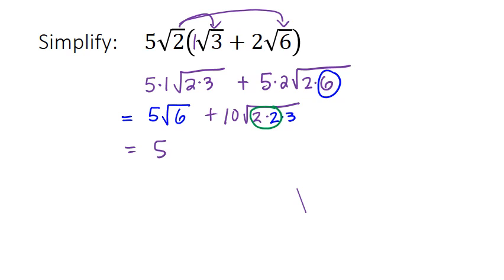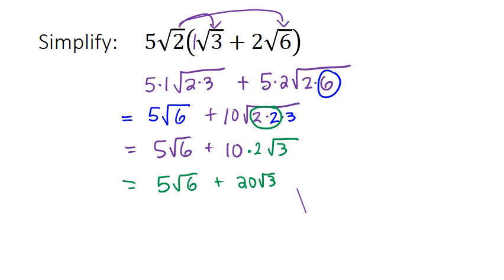So we have 5 radical 6 plus 10. We're breaking out our radical 2, and we're left with 3. Our final answer is 5 radical 6 plus 20 radical 3. We cannot simplify the 5 radical 6 and 20 radical 3 because they have different radicands.